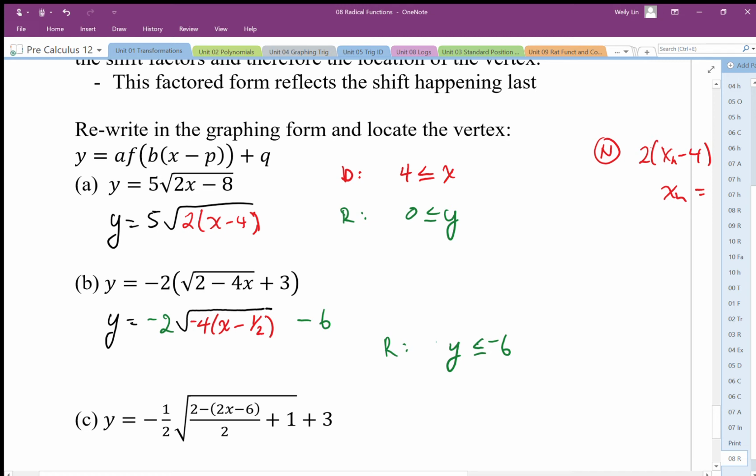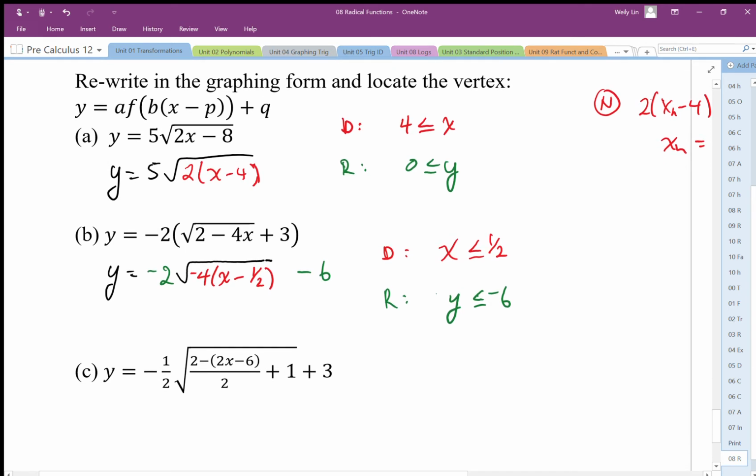And that also now tells me, since it's in this form, I'm going to compress and flip first, and then I have my shift of negative 1/2 last. That's where my vertex ends up. Okay, so this factored form is actually very useful that way. So I know that my x is going to start at 1/2. It's been horizontally flipped because of that negative. So I know I'm going to go to the left. So it's got to be less than the starting point of 1/2. So there's my domain and range from there.